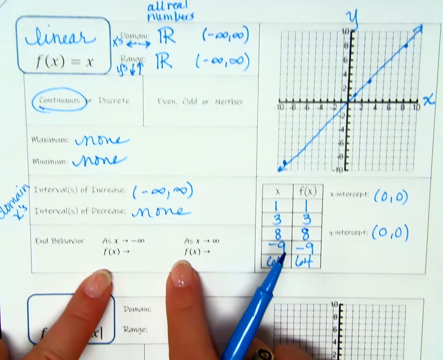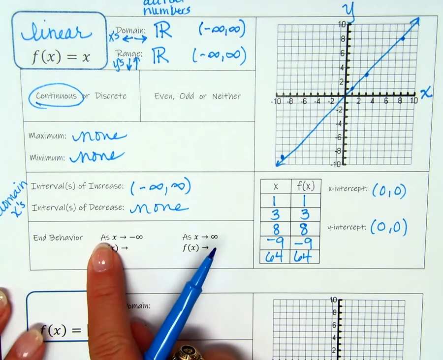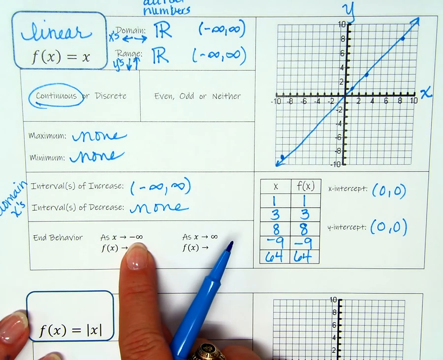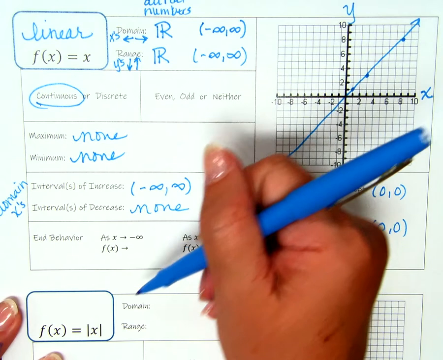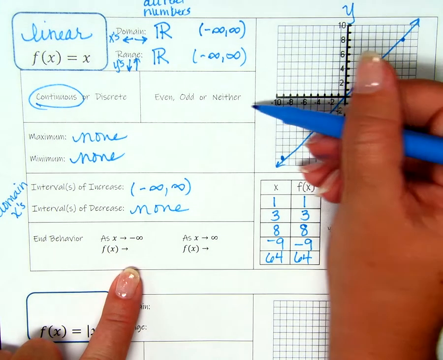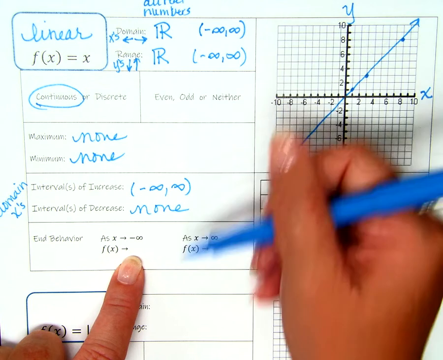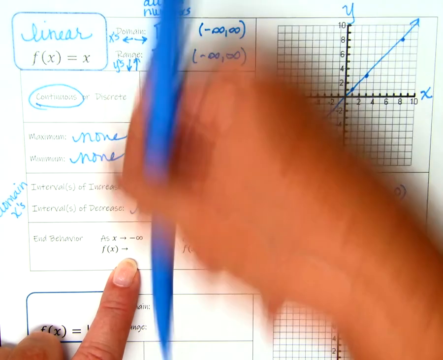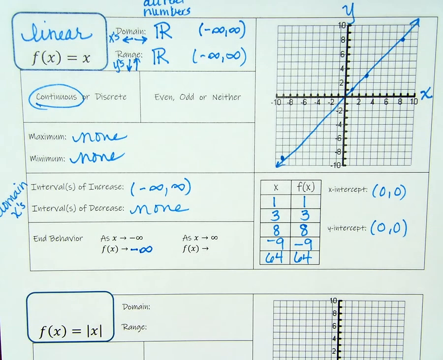Now, end behavior, I think I need to translate a little bit. Can I do that for you? As x is going to the left, think about the far, far, far end of this graph. As x is going to the left, what's happening to the y's? It's going down, right? So as x is going to the left, the y's are going down. So they're going toward negative infinity. Does that make sense?